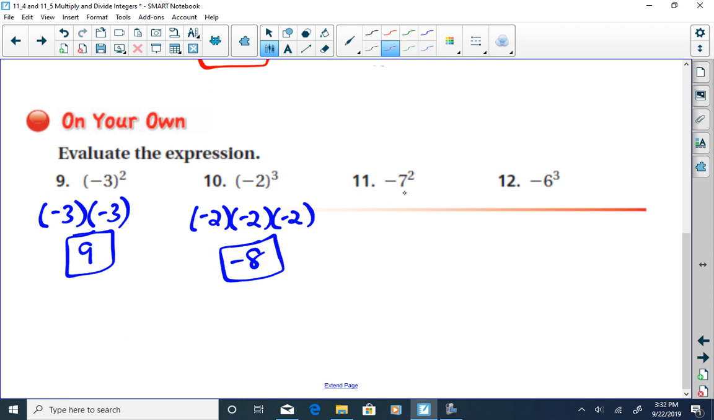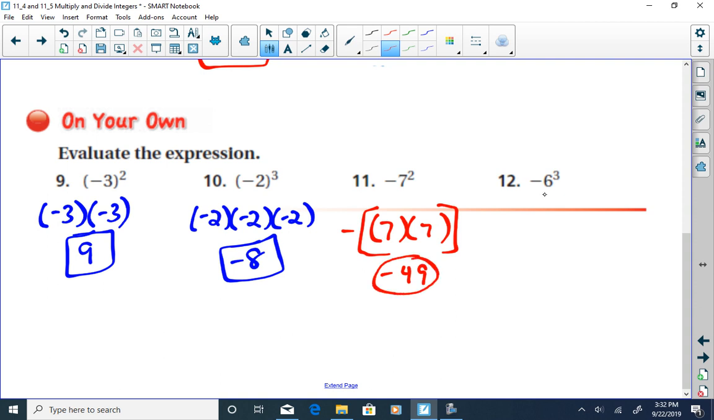Here's the example that will sometimes be confusing to students. This is the opposite of 7 squared. That's the way we want to read that. The opposite of 7 to the second power, which means that 7 is your base. So that 7 is going to be used as a factor 2 times, but I want the opposite of that 7 squared. So 7 times 7 is 49. I want the opposite of that. It's going to be -49.